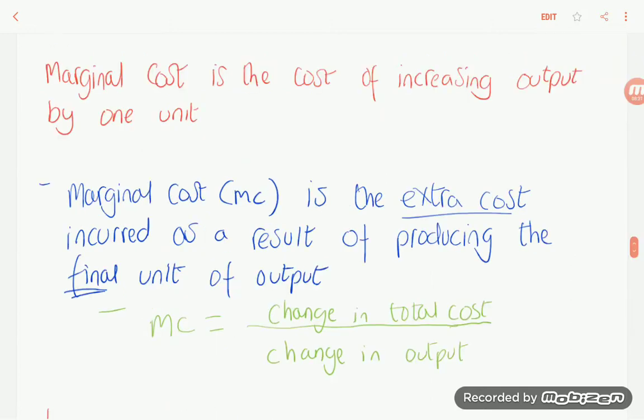Marginal cost is the cost of increasing output by 1 unit. Marginal cost is the extra cost incurred as a result of producing the final unit of output. It's calculated by looking at the change in total costs divided by the change in quantity.